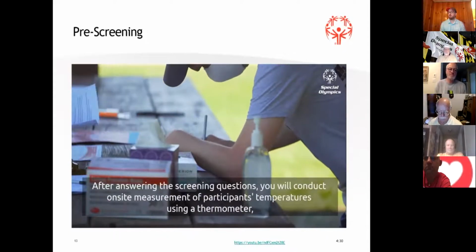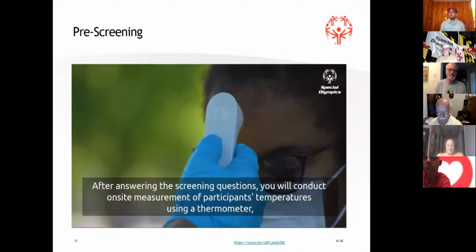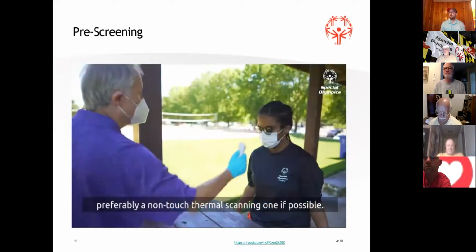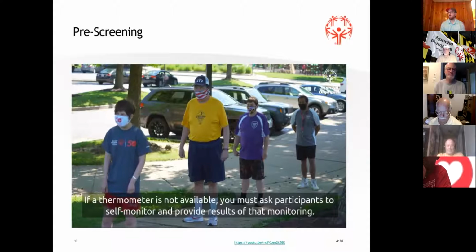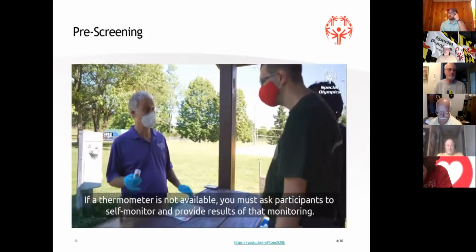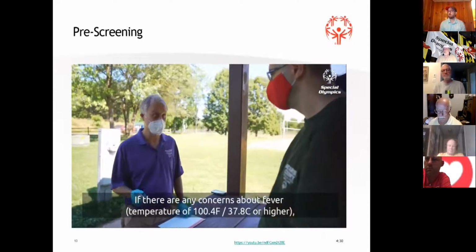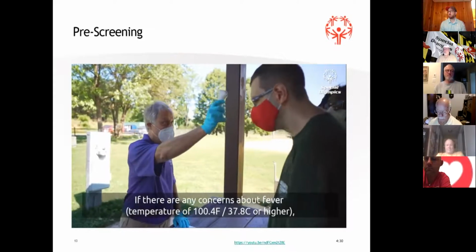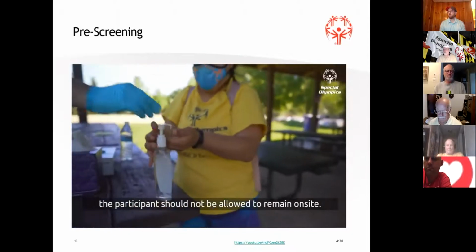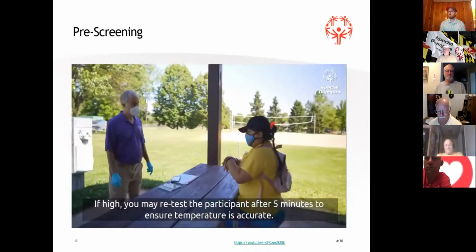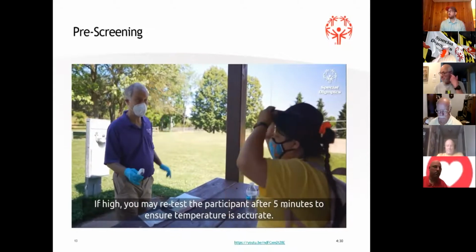After answering the screening questions, you will conduct on-site measurement of participants' temperatures using a thermometer, preferably a non-touch thermal scanning one if possible. If a thermometer is not available, you must ask participants to self-monitor and provide results of that monitoring. If there are any concerns about fever, temperature of 100.4 degrees Fahrenheit, 37.8 degrees Celsius or higher, the participant should not be allowed to remain on site. If high, you may retest the participant after 5 minutes to ensure temperature is accurate.